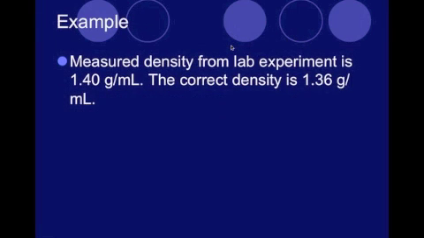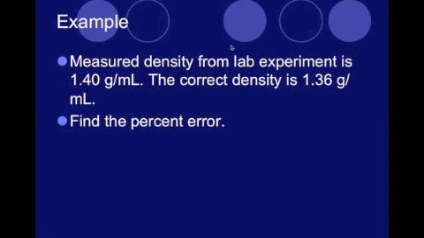An example of this, when we measure density from the lab experiment, it is 1.40 grams per milliliter. The correct density is 1.36 grams per milliliter. And it wants to know, find the percent error. So the percent error equals our measured amount minus our accepted amount divided by our accepted amount times 100.